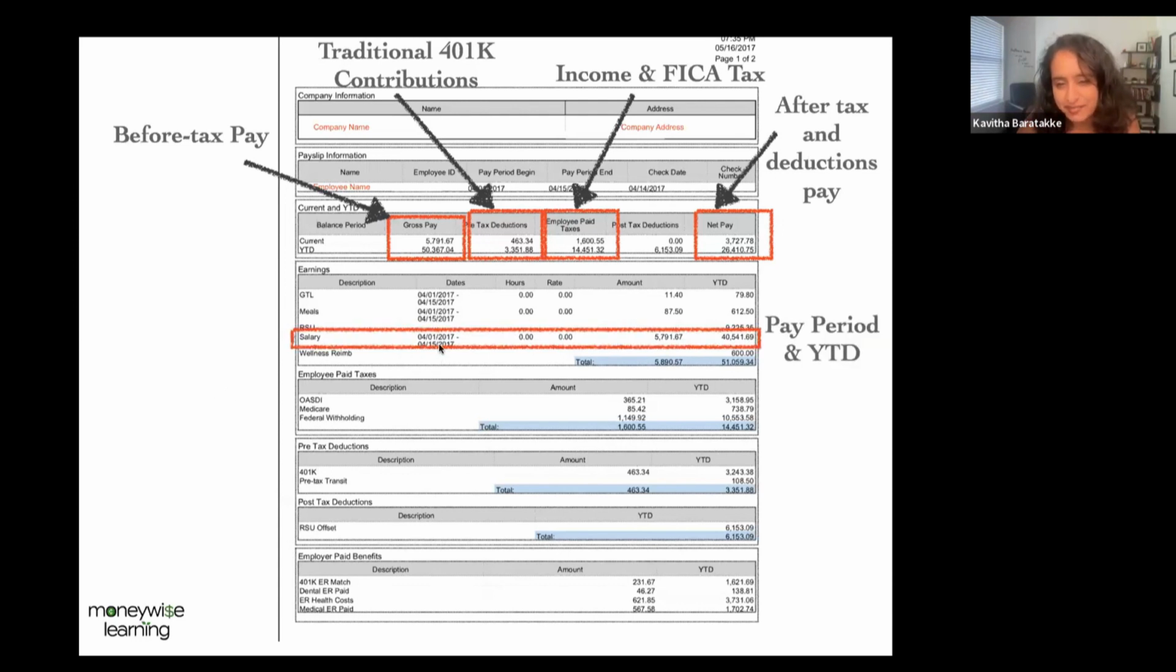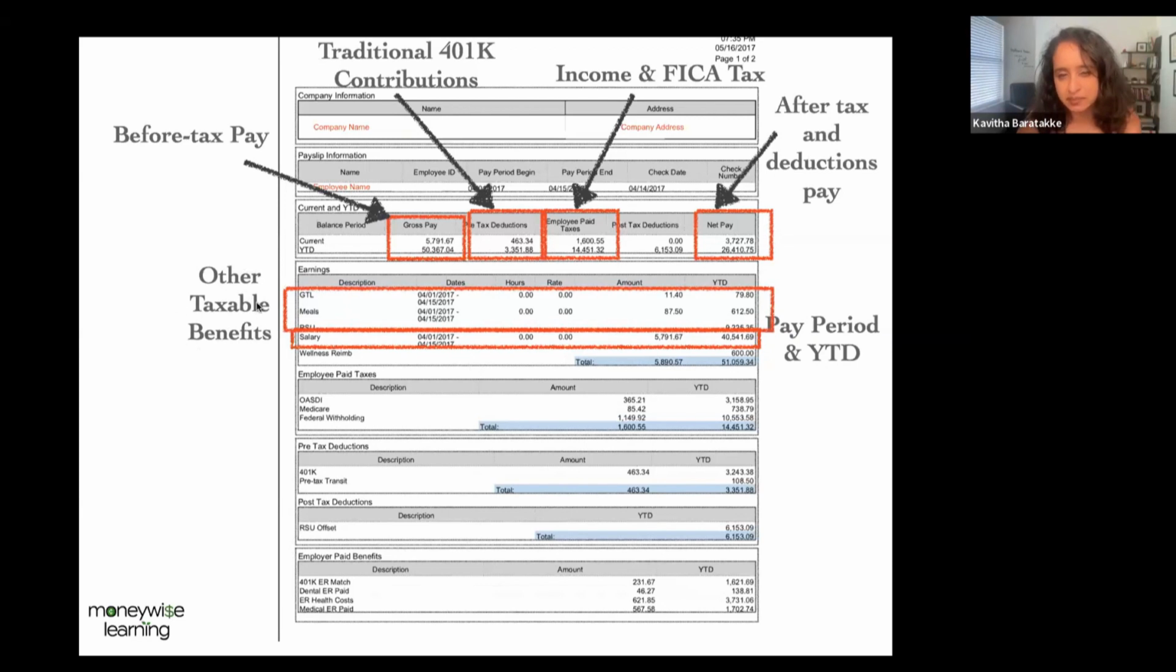So your salary from 04/01 to 05/15 is 5,791, which is the same thing which appears here. And year to date was 40,000. And then let's see what else we have to look at here.